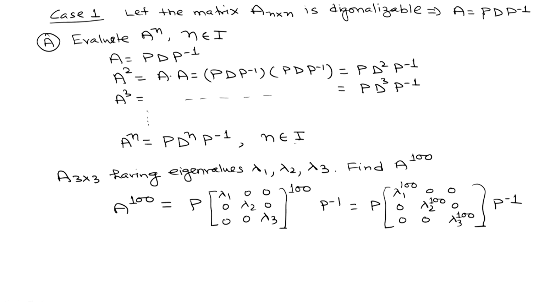One more thing I need to mention here, since I have written n belongs to I: for negative integers we will define A raised to power n only when the matrix A is invertible. So please take care of it.